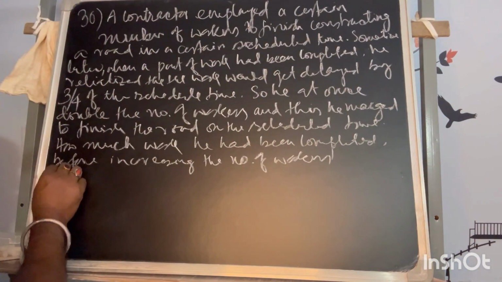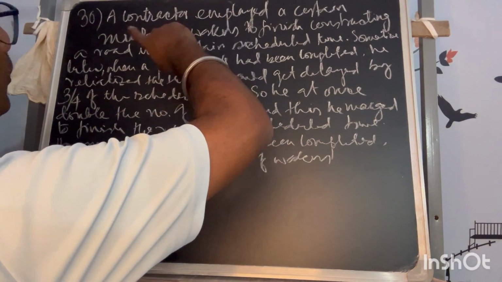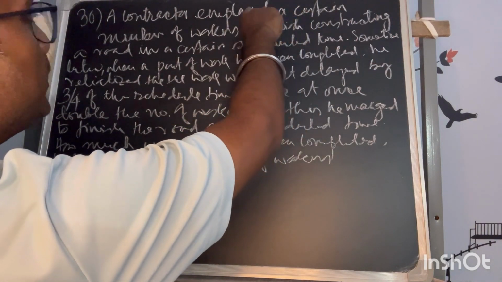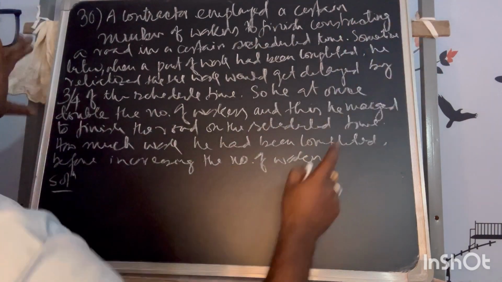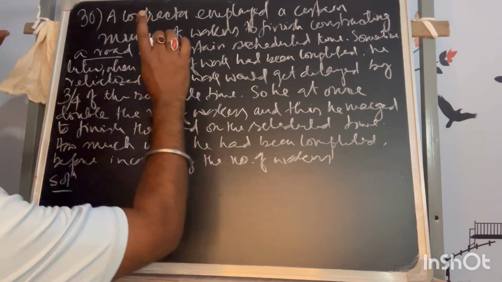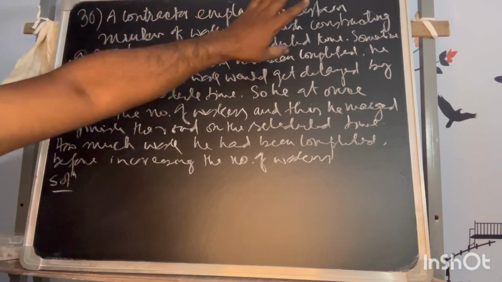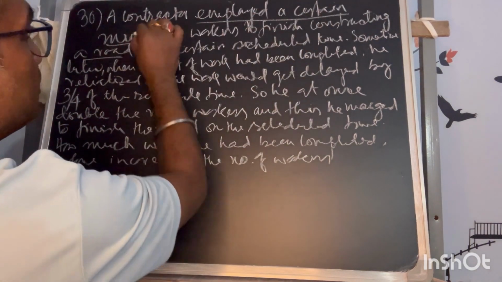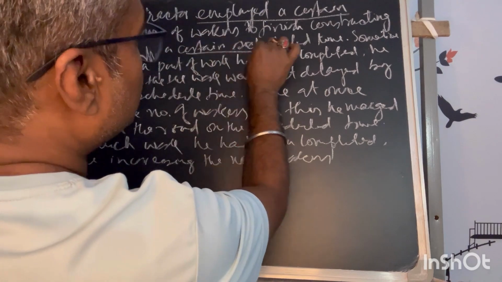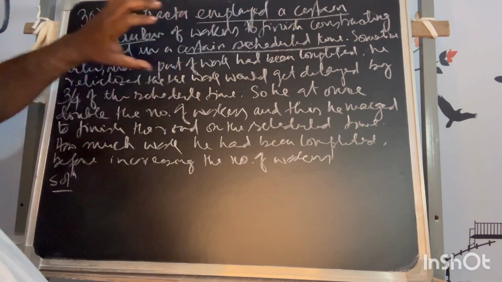So the problem is very lengthy, so let us understand together. A contractor employed a certain number of workers to finish constructing a road. This is the job, constructing a road, a unit job, whatever the size of the job, it is one job, in a certain scheduled time. So he employed a certain number of workers and there is a time frame within which he has to complete the road.